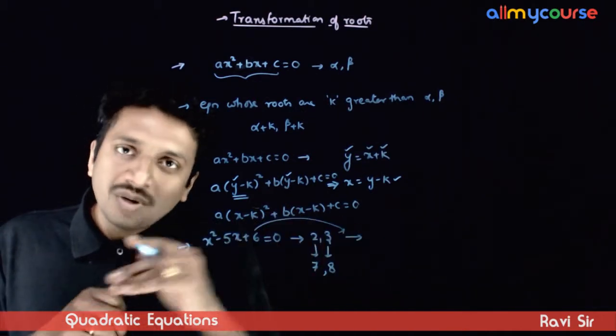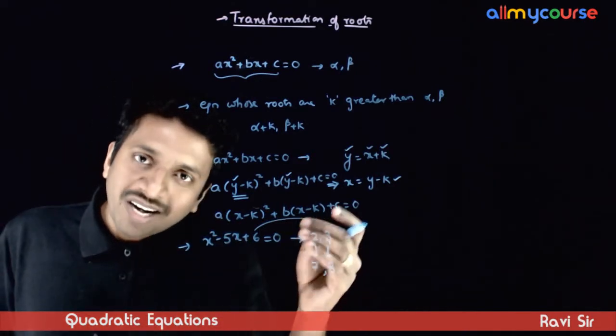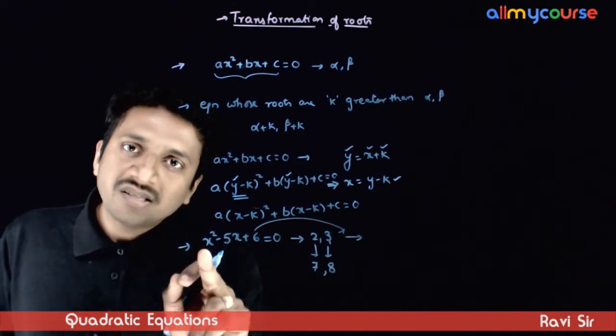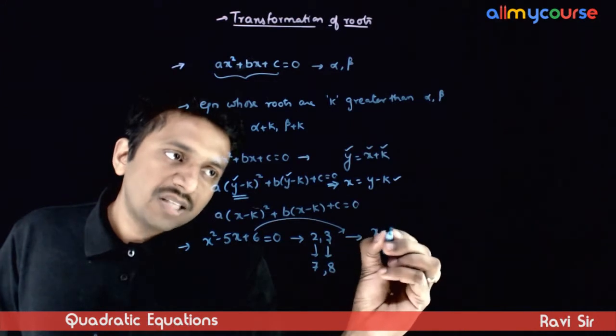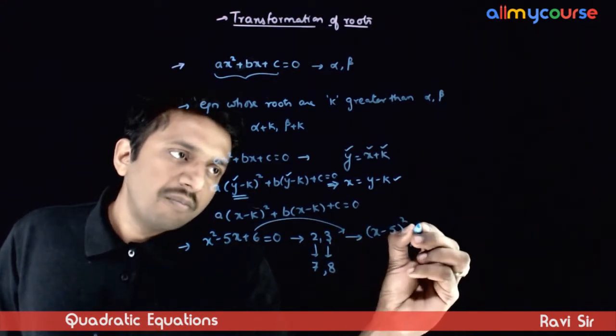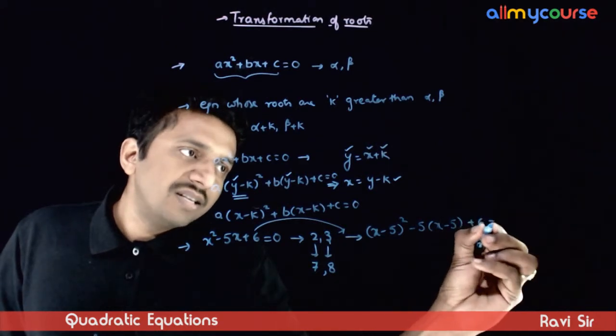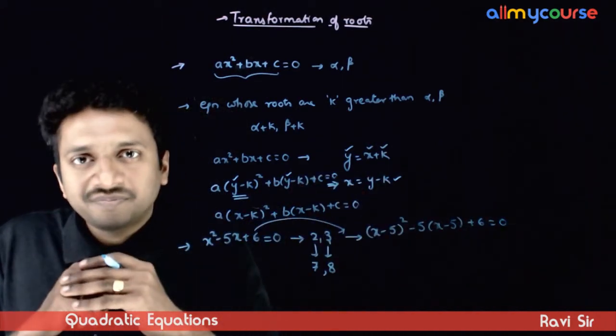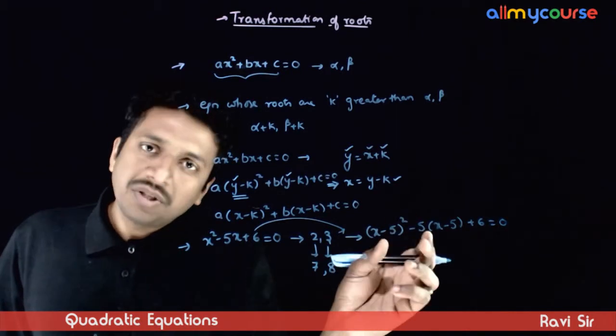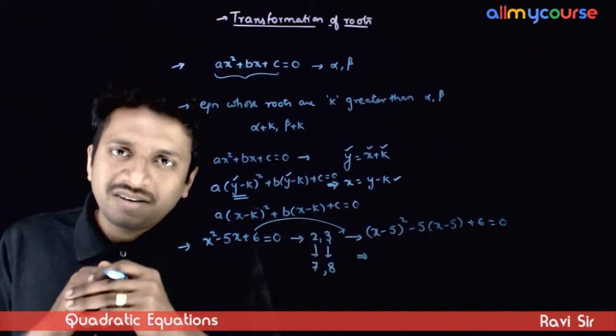So what you just need to do is, if you want the roots to be greater by 5, you just need to put x minus 5 in the place of x. So x minus 5 whole square minus 5 times x minus 5 plus 6 is equal to 0. Now once you write this, you can expand it later in the next step.